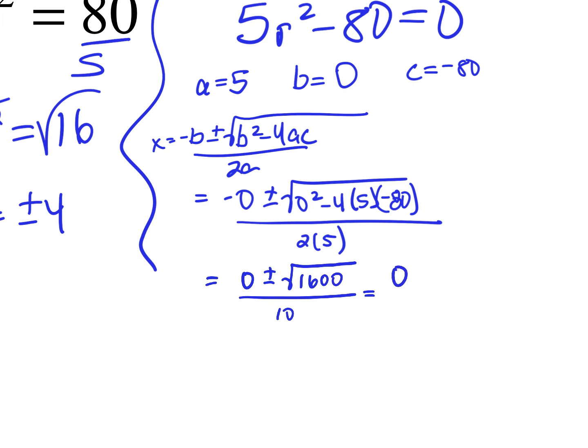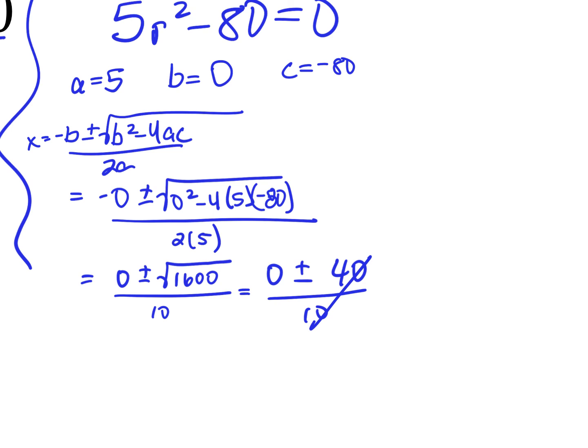So I still have 0 plus or minus, what is the square root of 1,600? What's the square root of 16? 4. 40. Okay. So this is plus or minus 40 over 10. Now can I cross out the 0? Yes. So I'm left with plus or minus what? 4. Is that what we got over here? Yeah.